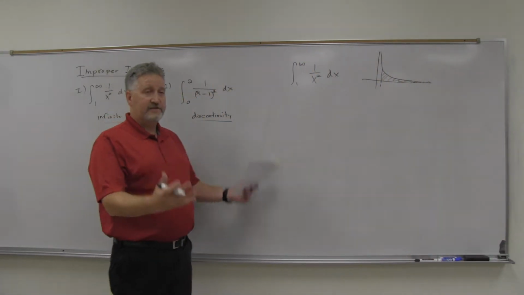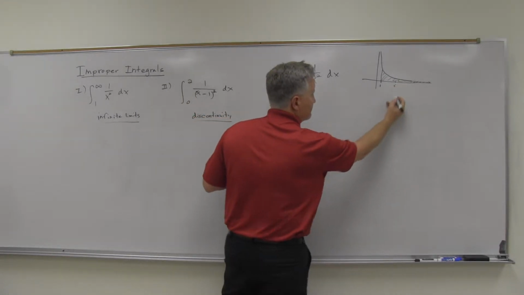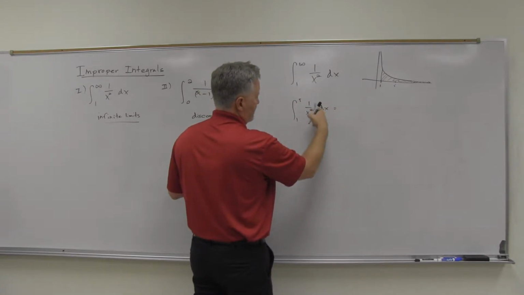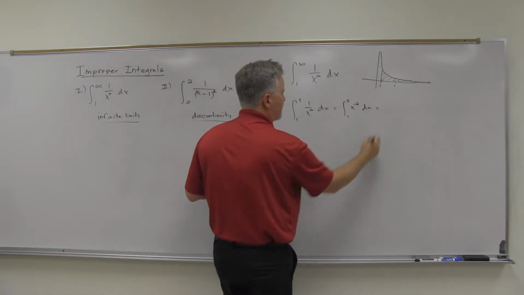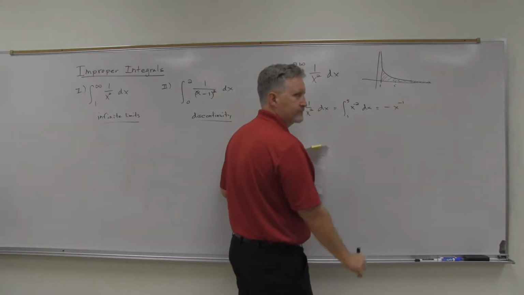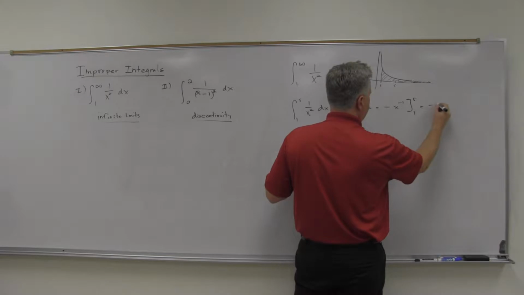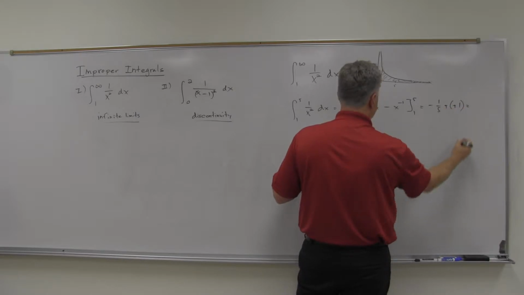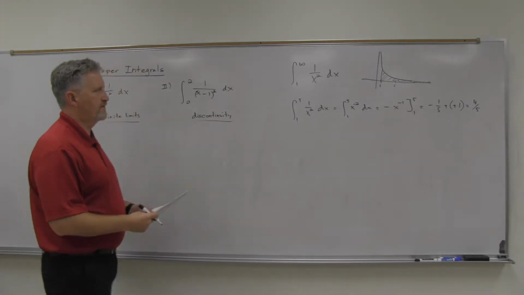So let's evaluate, let's go 1 to 5 and see what happens. The integral from 1 to 5 of 1 over x squared, of course, is just the power rule. X to the minus 2, so the antiderivative is negative x to the minus 1. We're going 1 to 5, so we've got negative 1/5 minus a negative 1, which is 4/5. 0.8, however you want to write it. 4/5 is probably your best way.